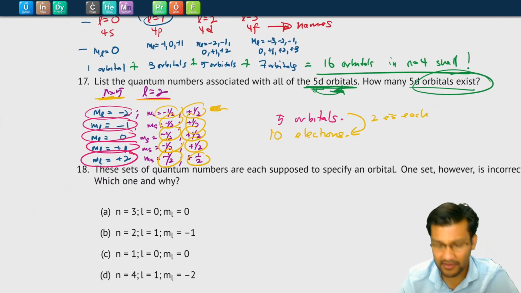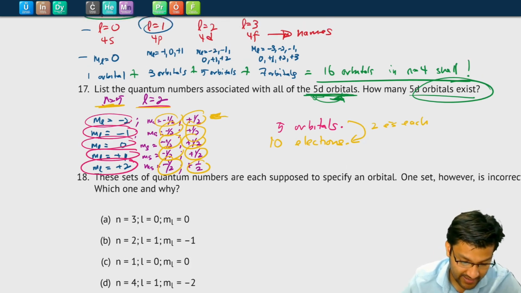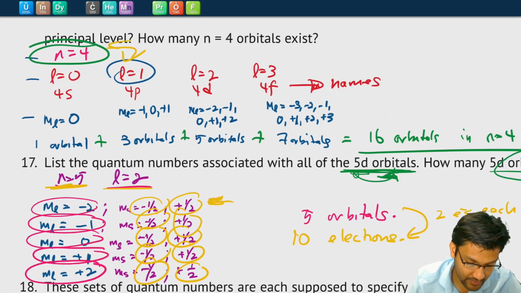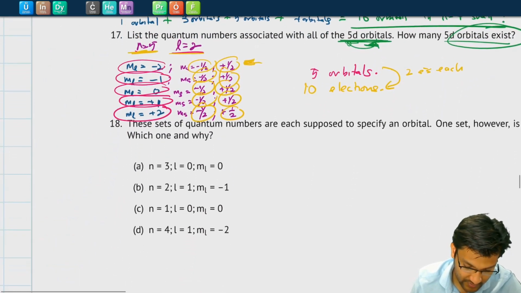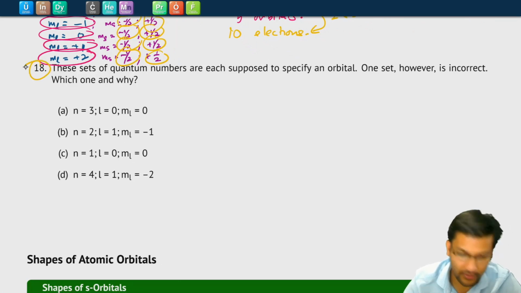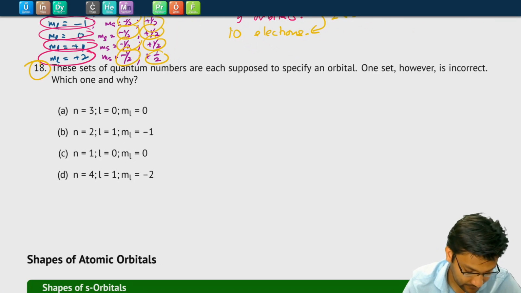I'm hoping this is all starting to make sense. The different quantum numbers are different ways to just keep track of the electrons, and no 2 electrons can have the same set of numbers, and there are rules to what values these various quantum numbers can take on. Okay, with that, try to answer number 18 on your own. Pause the video, and you can unpause, and then we'll go over it together.